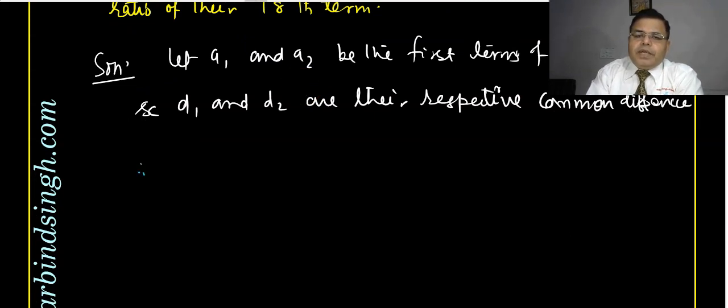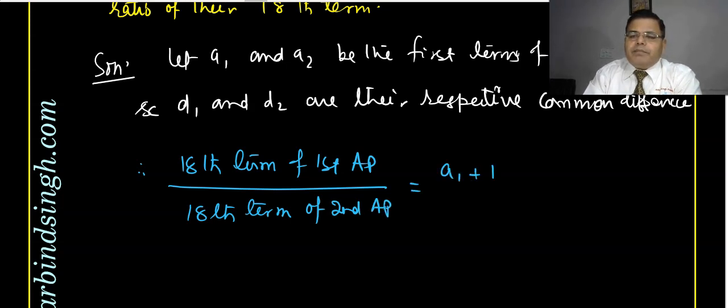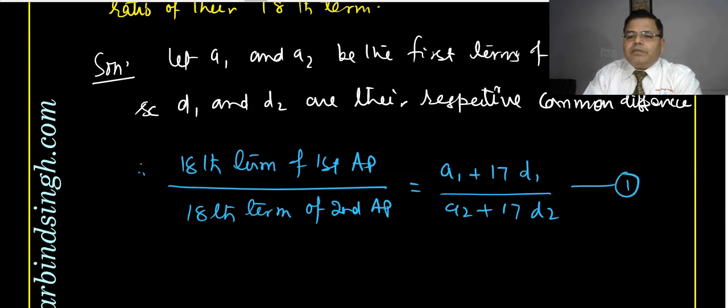So we have to calculate the 18th term of the first AP to the 18th term of the second AP. The 18th term of the first AP is A1 plus 17 D1, and that of the second AP is A2 plus 17 D2. This is equation first, and that is what we have to calculate.